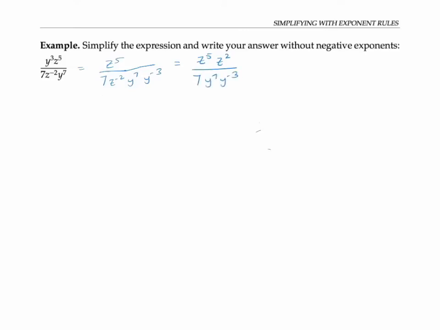Notice that my number 7 doesn't move when I do any of these manipulations because it doesn't have an exponent. And the exponent of negative 2, for example, only applies to the z, not to the 7. Now that I've got all my z's in the numerator and all my y's in the denominator, it's easy to clean this up using the product rule. And I have my simplified expression.